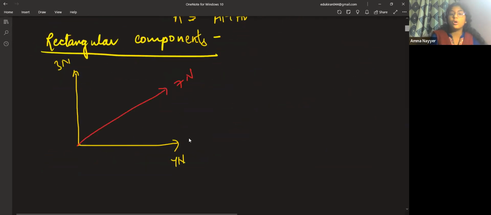Now, how to resolve it? How do you resolve it? What are the rectangular components? How do you resolve it?